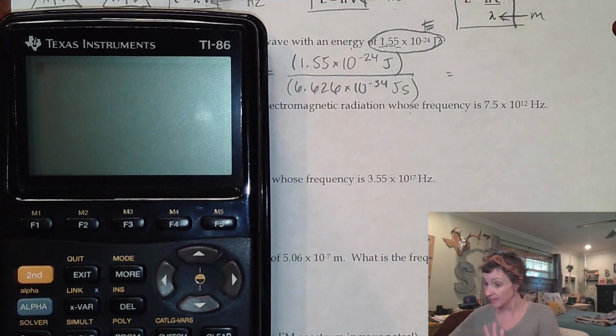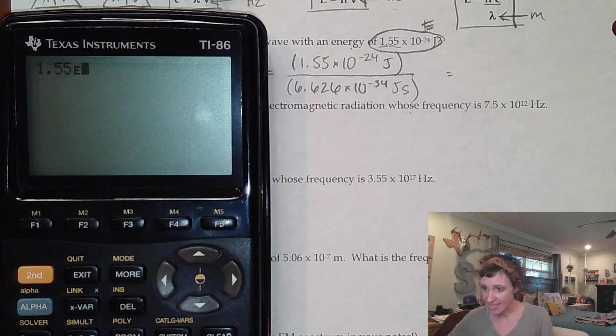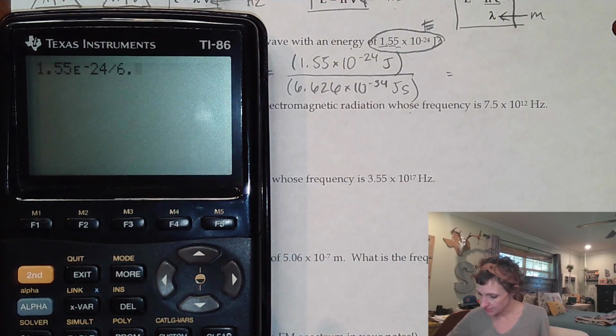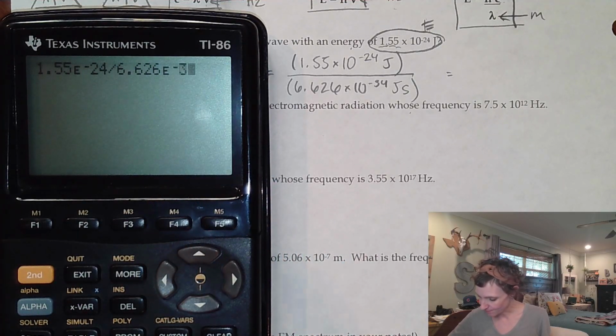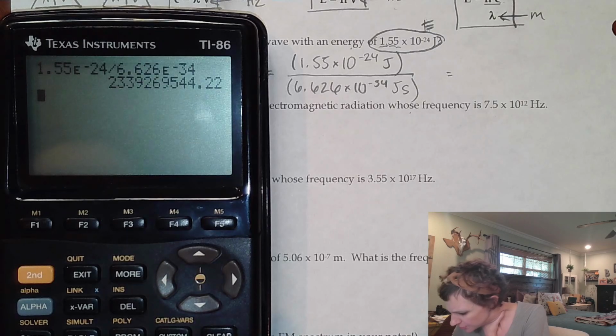Okay, here we go. E button, we are ready to go. So I go 1.55 E, right? And then my exponent is negative 24. And from that, I'm dividing 6.626 E negative 34. Yes? Amazing. We love that. Okay, so did I type that in right? Let me see. Yes, okay.